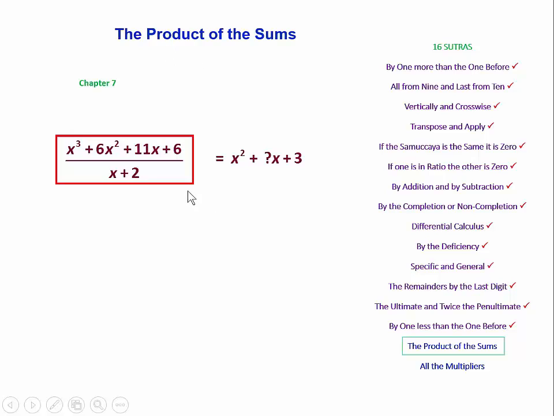Because according to this sutra, the sum of the coefficients here is equal to the product of the sums of the coefficients here and here. And that means that we can simply add up the coefficients here and here, divide them, and that will give us the sum of the coefficients here. Here the coefficients add up to 24. Here they add up to 3. 24 divided by 3 is 8, so these coefficients must add up to 8. 1 something and 3 adds up to 8. It must be 4, and we get x squared plus 4x plus 3.